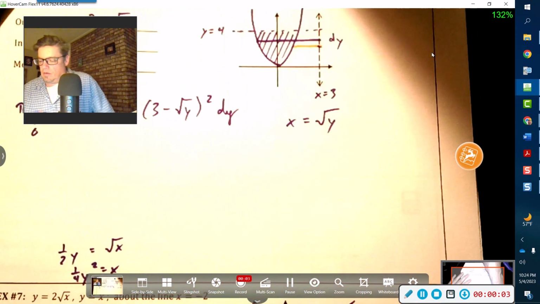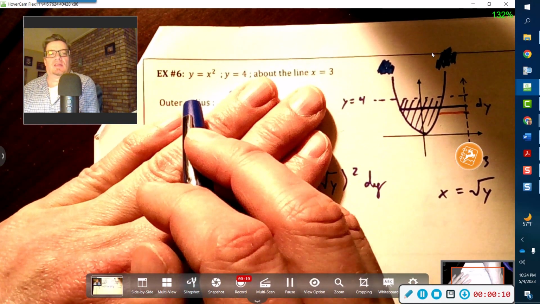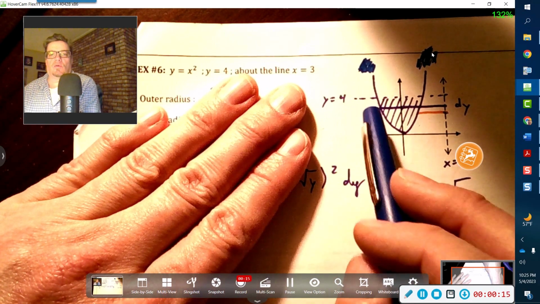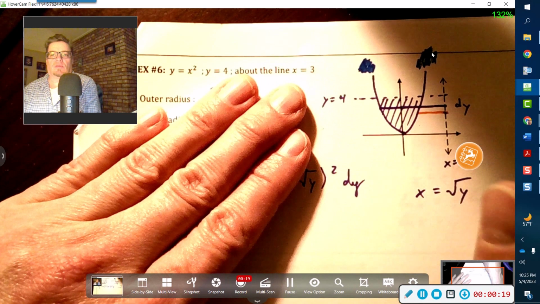Alright, so let's do example 6. Example 6, no, I already did it, so I'm going to cover it up. So y equals x squared, y equals 4, about the line x equals 3. So x equals 3 is this.